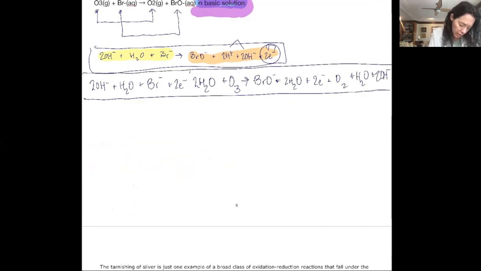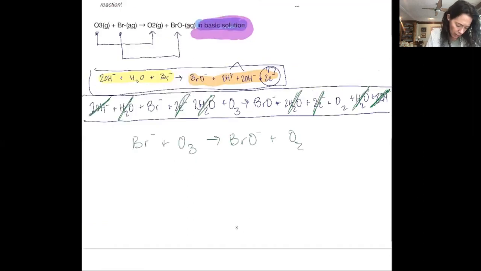All right, notice here I've got 2 hydroxides, and over here I have 2 hydroxides. So those will cancel. Over here I have 1 water, over here I have 1 water. Those will cancel. I have 2 electrons and 2 electrons. Those are going to cancel. Oh my gosh, 2 waters and 2 more waters. Those cancel. So I'm left with Br negative plus O3 yields BrO negative plus O2.